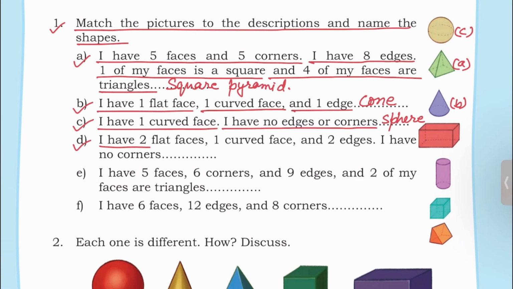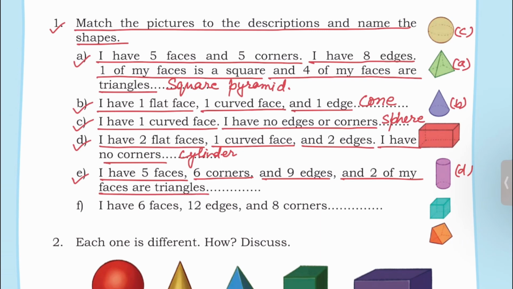D. I have two flat faces, one curved face and two edges. I have no corners. The answer is cylinder. E. I have 5 faces, 6 corners, 9 edges and 2 of my faces are triangles. The answer is triangular prism.